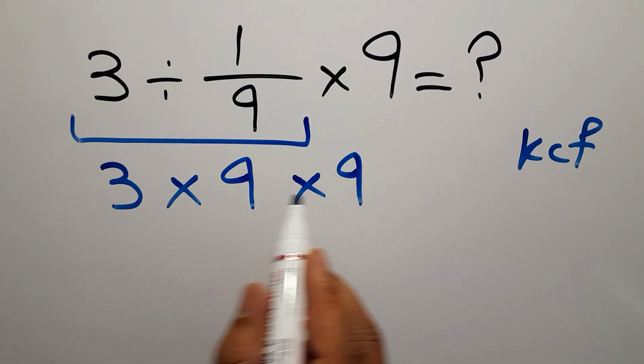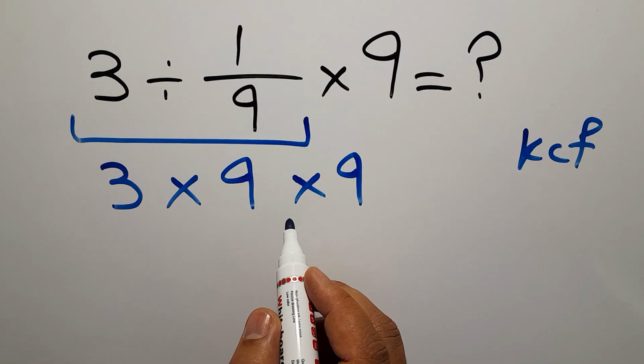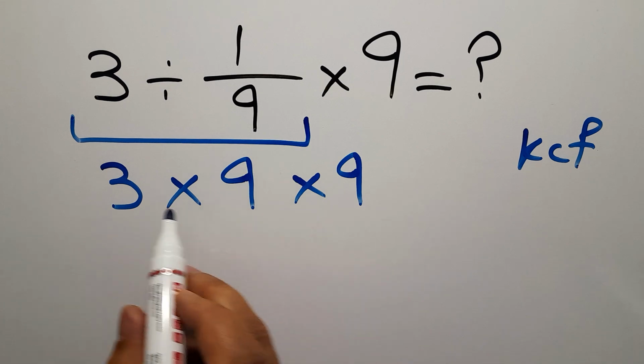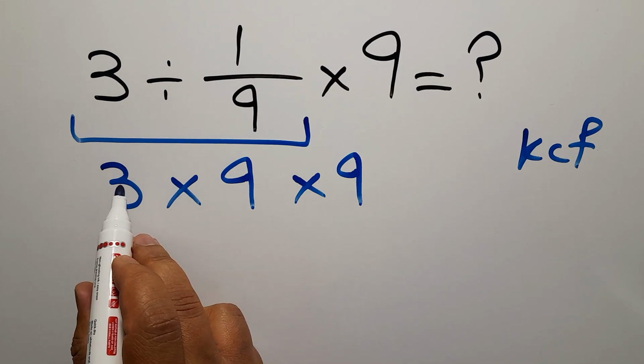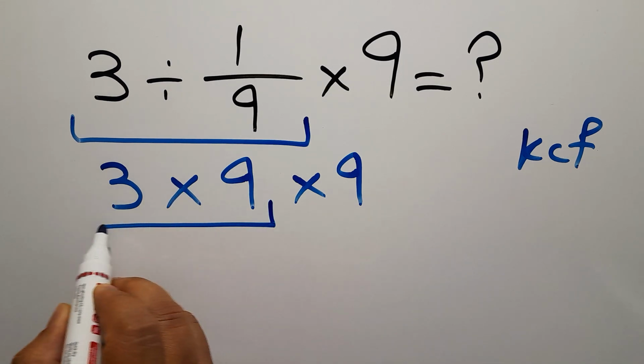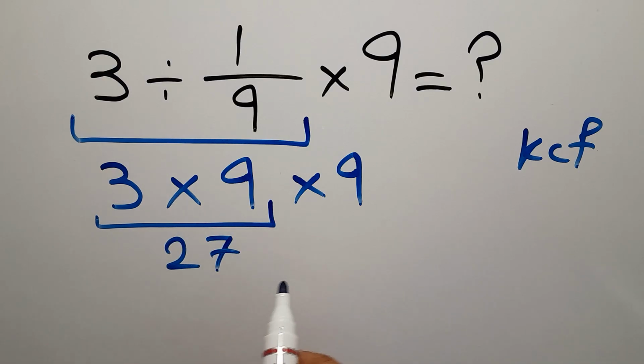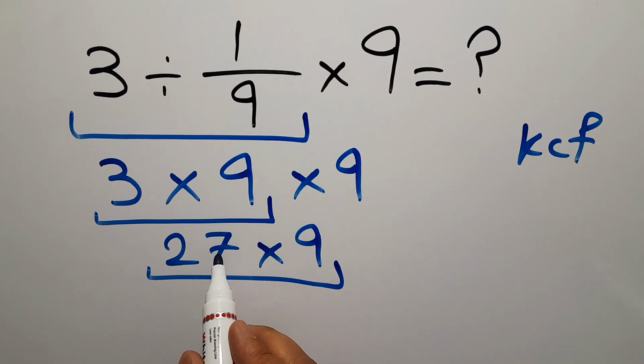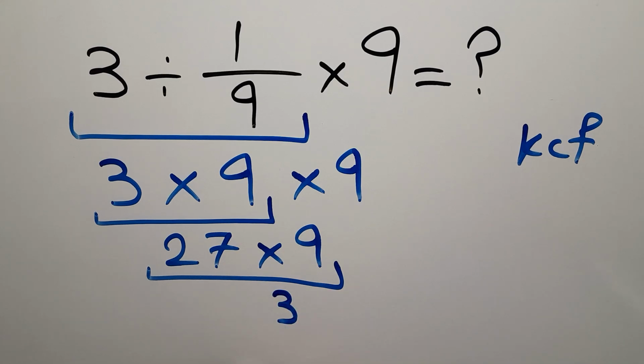Now we have two multiplications. And when we have more than one multiplication in one expression, we have to go from left to right. So first this multiplication, 3 times 9 gives us 27. So 27 times 9 gives us 9 times 7 gives us 63. So we write 3 here and carry 6 here.